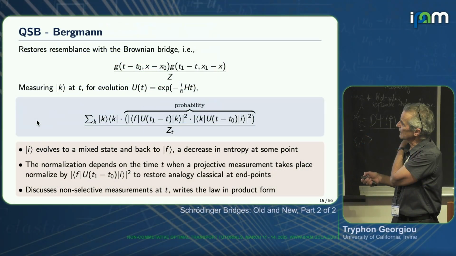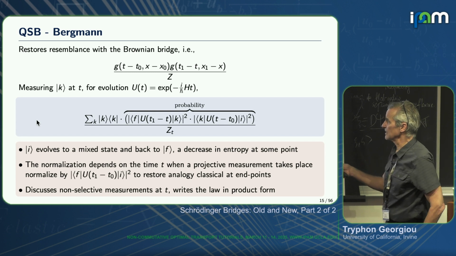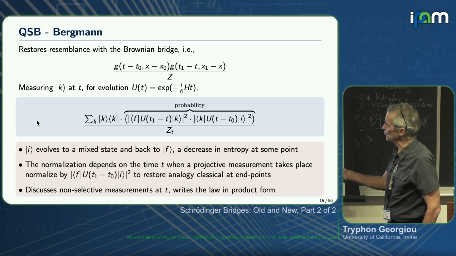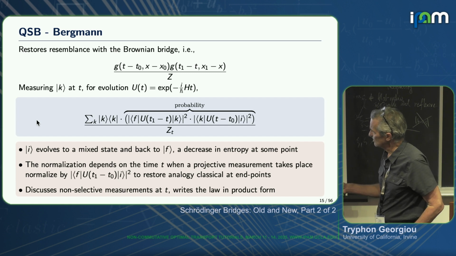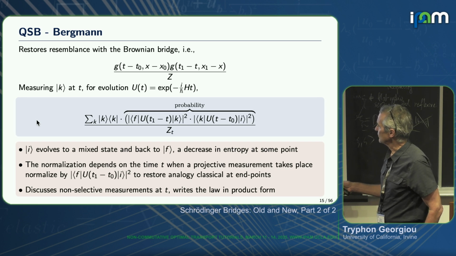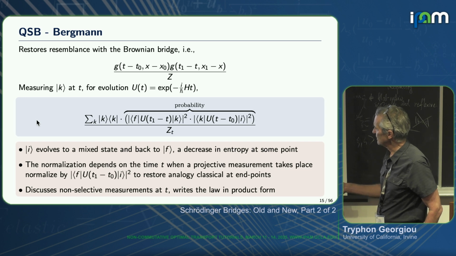So basically, this construction restores some resemblance to the Brownian bridge, which we just saw earlier. That you have a portion that tells you it's some sort of a product. So if you now measure some state k at some point t in time for some evolution, you have a probability law that says the probability of going from f to k and from k to I squared, and you have expressions like that, and the bridge of Bergman does that.